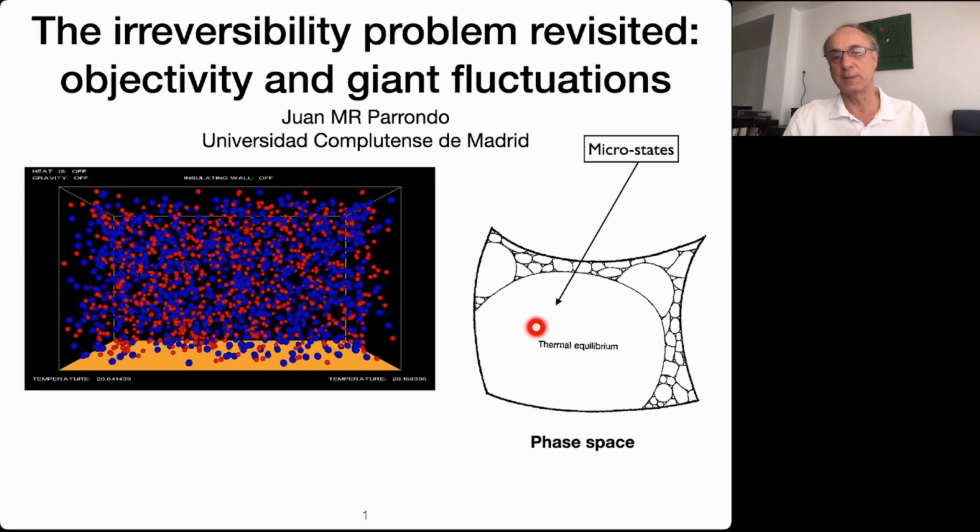Of course, this is a very complicated space. It's a high-dimensional space. If the gas has 10 to the 20 particles, 10 to the 20 molecules, as usual in a macroscopic volume, the phase space is a space with 10 to the 20 dimensions. So it's a very complicated set or space, and each point here contains the information of all the positions and velocities of the molecules.